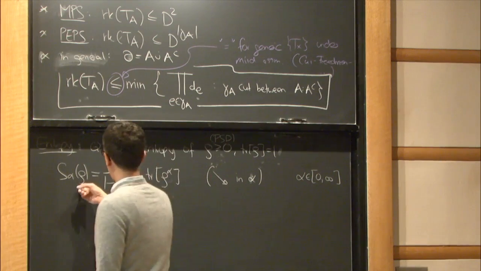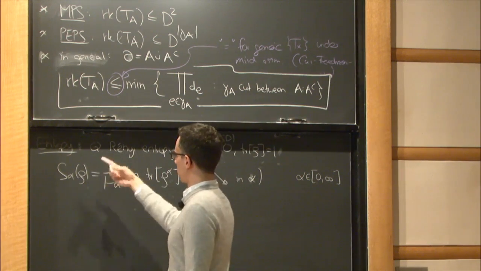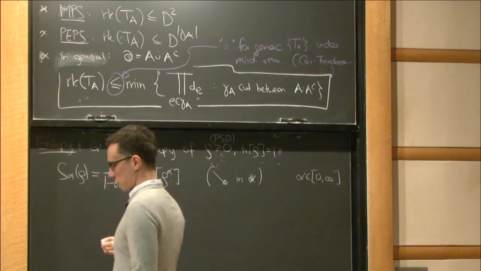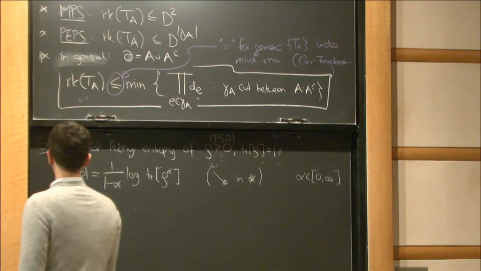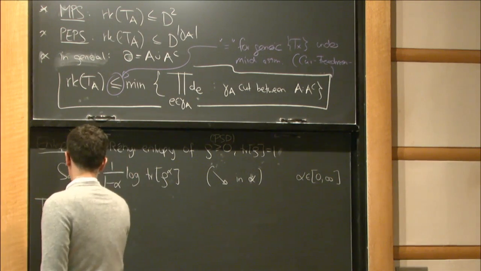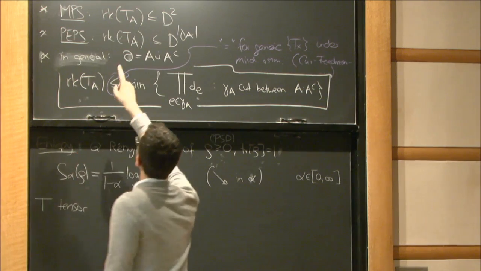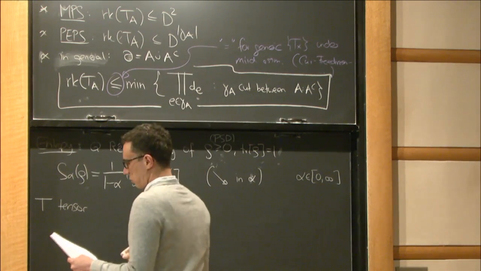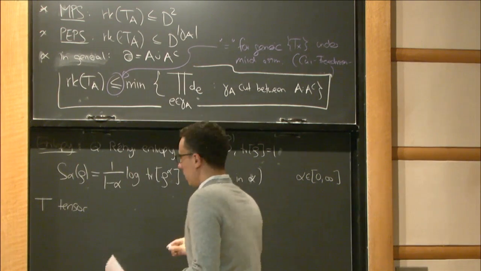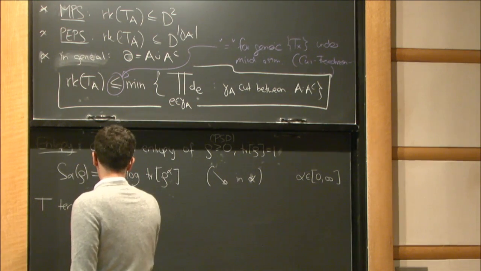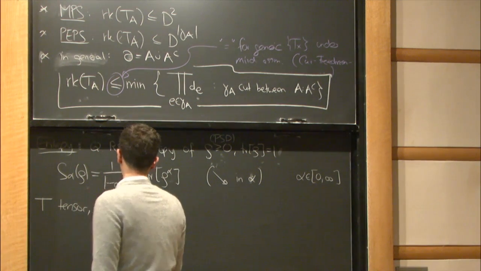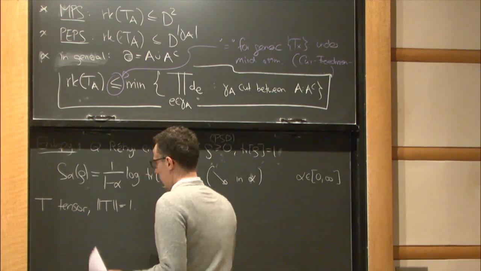So now, I want to construct such rows so that we can measure this entropy. Let's do this. If we have a tensor T, say in the general scenario as above, and we have such a subset A, and let's suppose this tensor is normalized for good measure. So the norm square of T is 1.